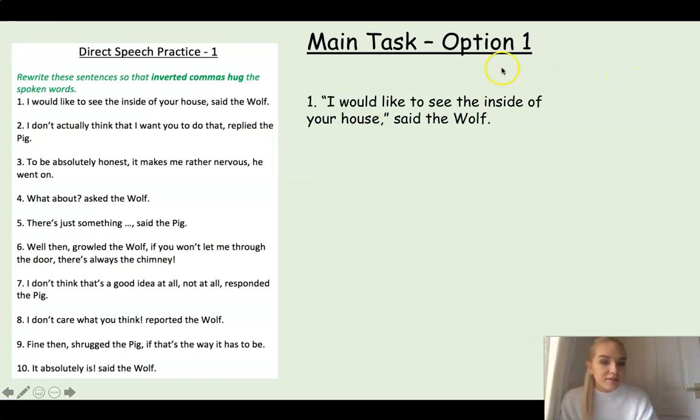Well done. So you can see that I've hugged my direct speech with my inverted commas. "I would like to see the inside of your house," said the wolf. I've also remembered my comma here that goes inside of the inverted commas. So that is your first option.